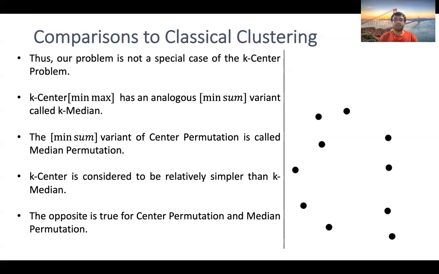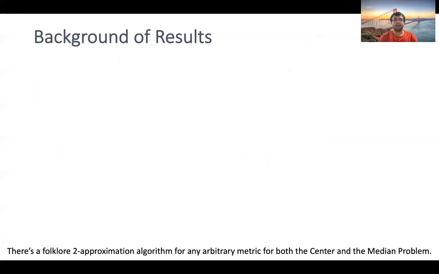To give an idea about this, I will give you a background of results and tell you about the questions we tried to answer and why we decided to answer them. To start with, there is a folklore 2-approximation for any arbitrary metric for both the center and the median problems. It's not very hard to see, and in a couple of slides, I will give you the intuition behind this.